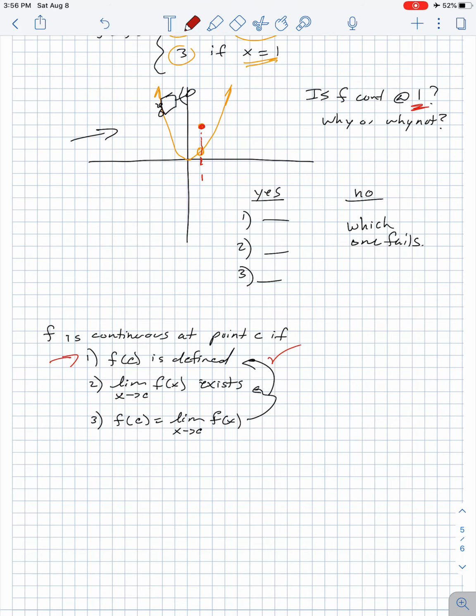Does the limit exist? Well, a little to the left of 1 and a little to the right of 1 is the same place. So yes, this limit exists. Are they the same? Is f of c equal to the limit? And the answer is no.